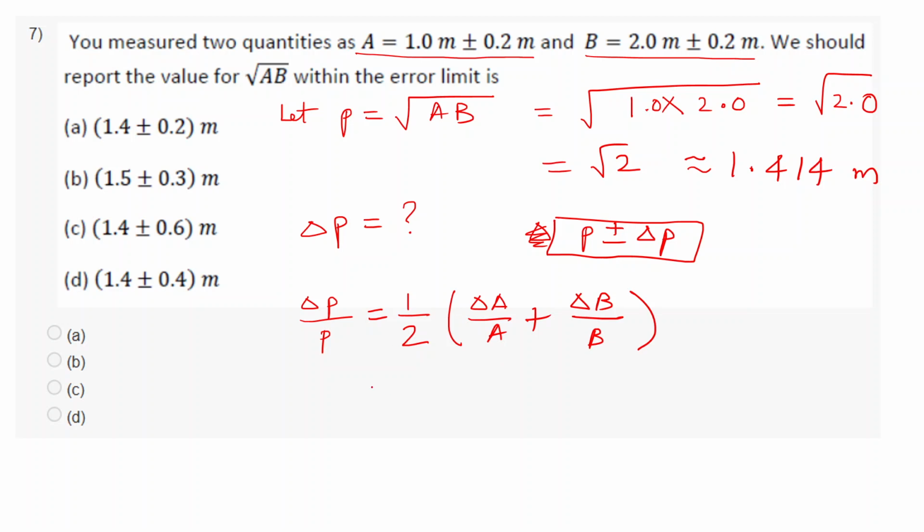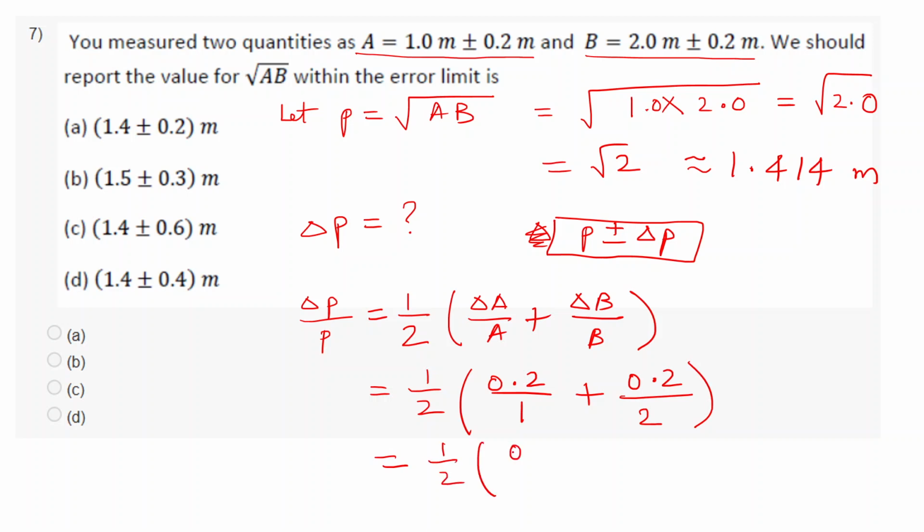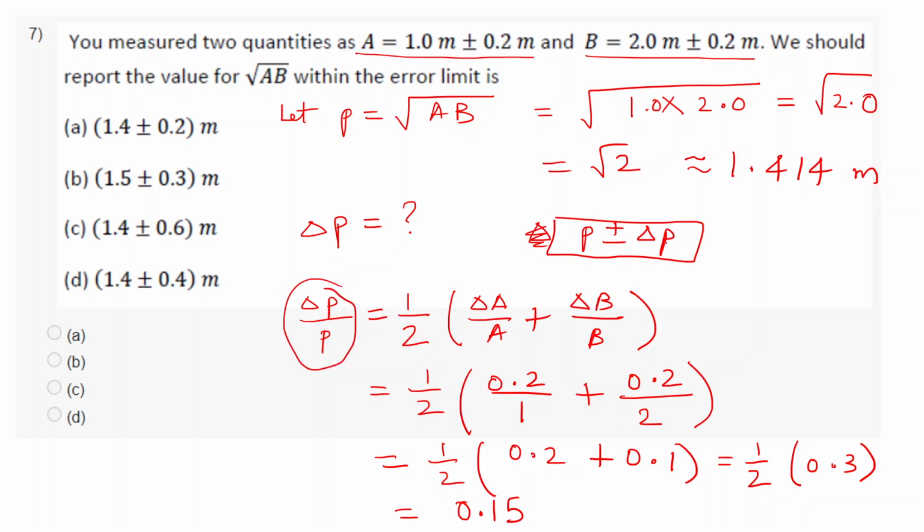Okay, now delta a is 0.2 and value a is 1, delta b is 0.2, b is 2. So this is half times, this will be 0.2, this will be 0.1, so this will be half times 0.3, it will be 0.3 divided by 2, 0.15. But we do not have to find out a relative error, we have to find out delta p.